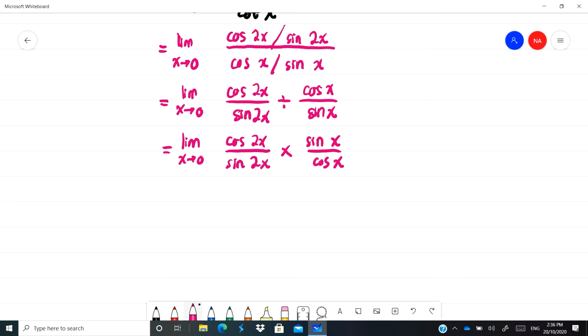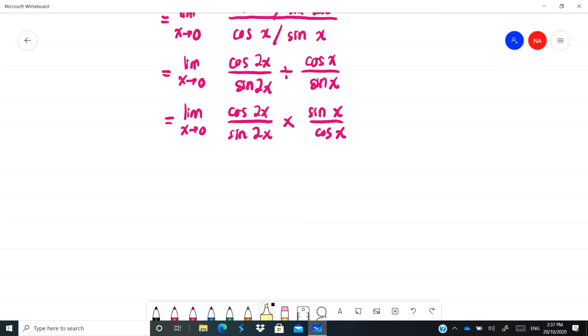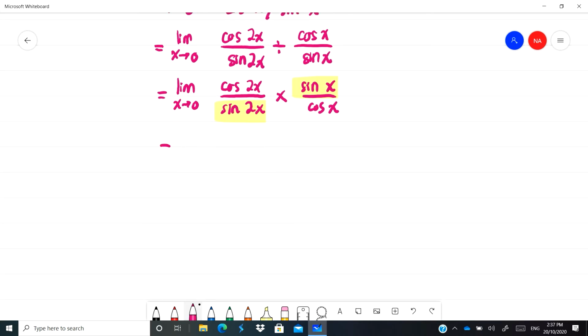All right, so we have to put the sine of 2x with sine of x together. If we try to substitute the value of x now, it will become the 0 over 0 case. So what we can do is put that limit as x approaching 0 of sine of x over sine of 2x together, and for this part, I'm gonna color it. We put cos of 2x over cos of x together, so we'll have cos of 2x divided by cos of x.